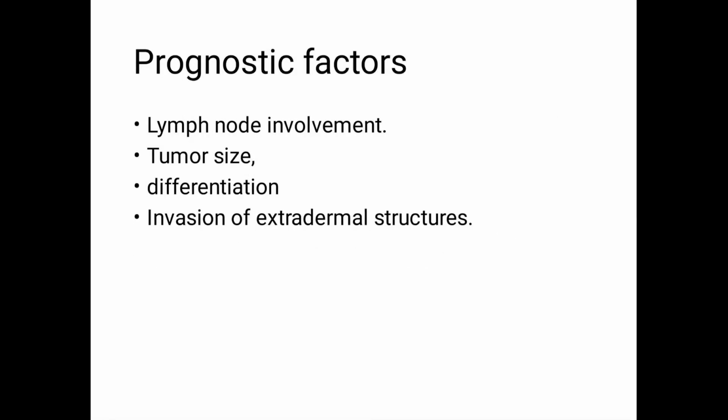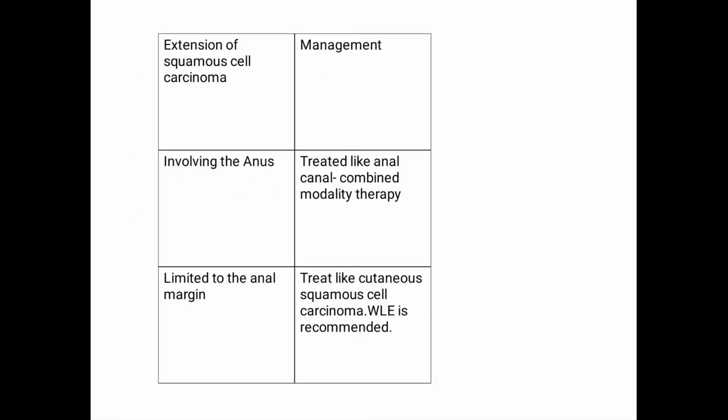Prognostic factors. Lymph node involvement is a very important prognostic factor. Tumor size, differentiation, invasion of extradermal structures. Points to learn. Extension of squamous cell carcinoma. With respect to the management, if involving the anus, treat like anal canal, combined modality therapy. If it is limited to the anal margin, treat like cutaneous squamous cell carcinoma.